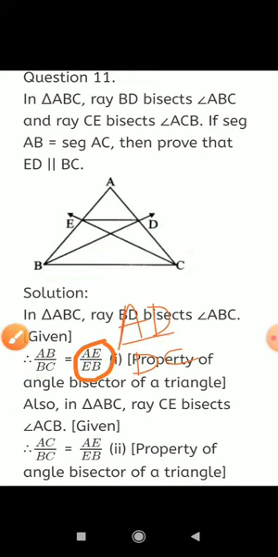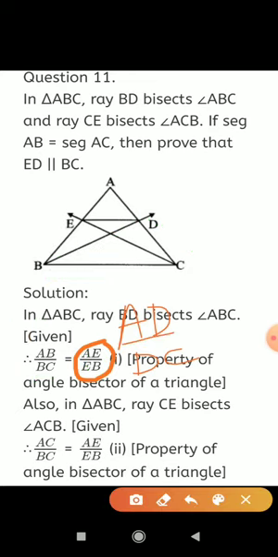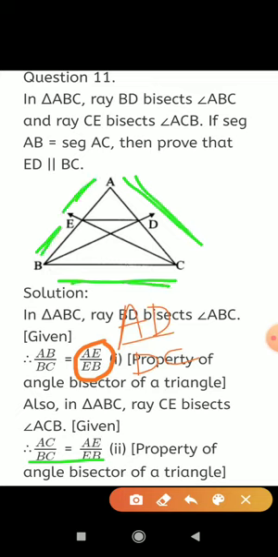Then similarly, CE is the bisector of angle ACB. So we can write the formula: AC upon BC is equal to AE upon EB. So see, this is the second equation: AC upon BC is equal to AE upon EB. So this is equation number 2.